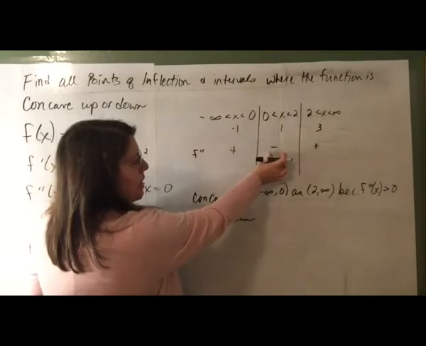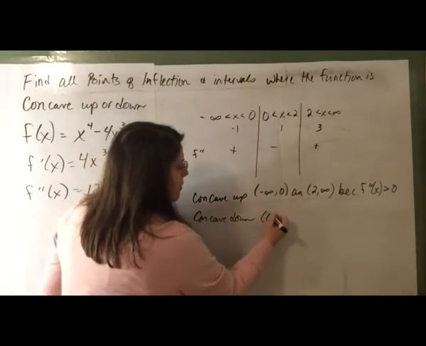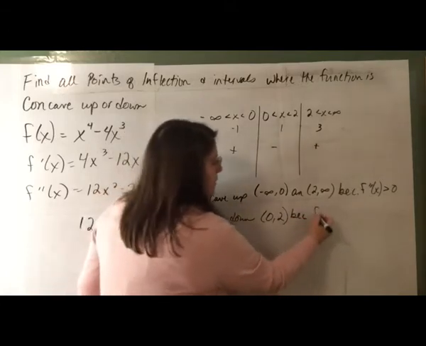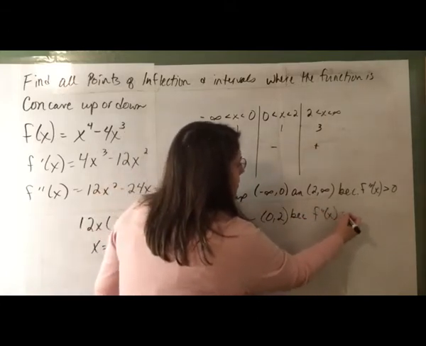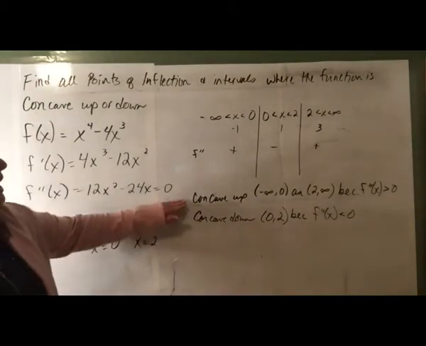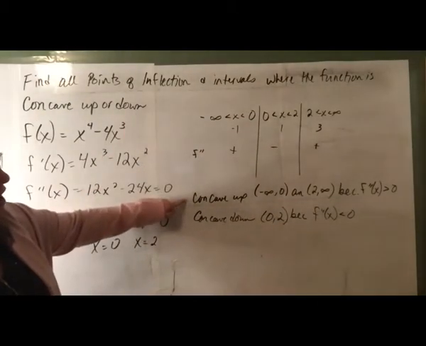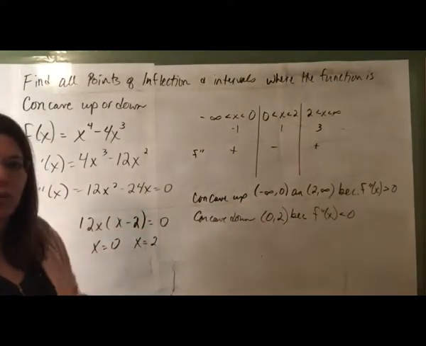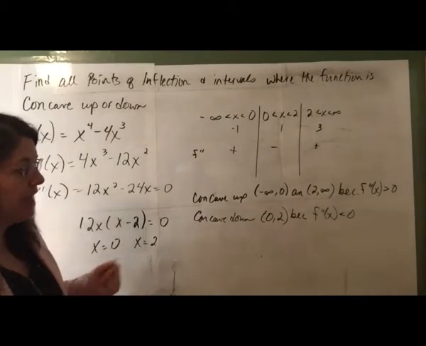And the function is concave down when f double prime is negative. So that's the interval from 0 to 2, and that is because f double prime of x was less than 0 within that interval. So we have named where the function is concave up and concave down, and we have justified that by saying that that's where the f double prime is positive or negative.